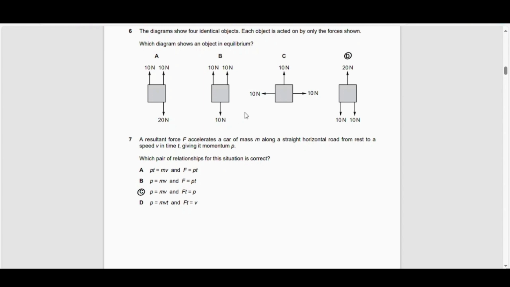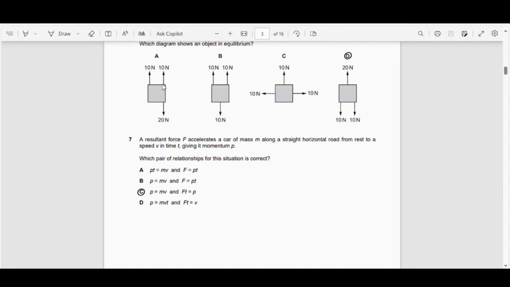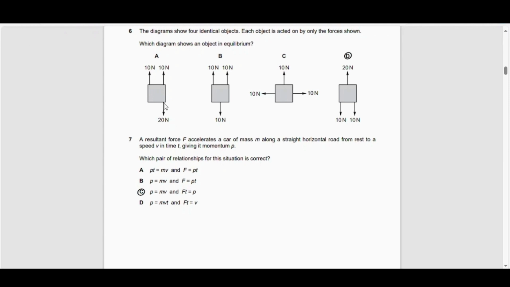That can't be right. In the case of C, it's horizontally balanced because there's 10 newtons opposing each other in the 2 different directions. But vertically, there's just one force acting in a direction, so it's going to move vertically upwards, which leaves us with A and D. So in A, you've got around 20 newtons acting upwards, 20 newtons acting downwards.